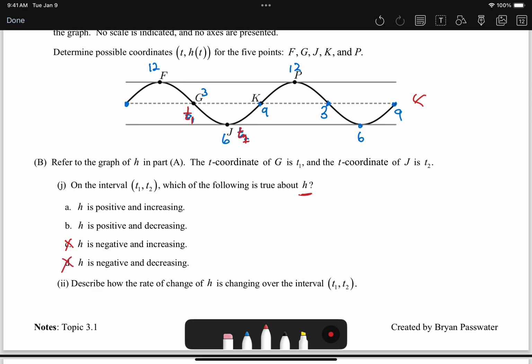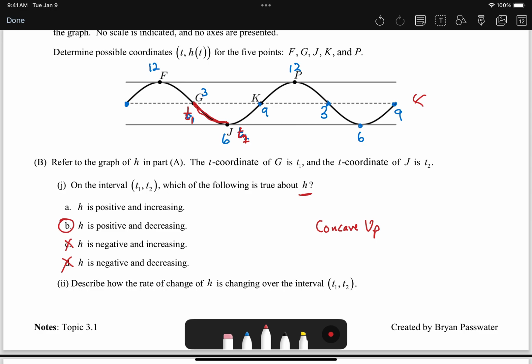Now, is it increasing or decreasing? Well, from T1 to T2, it's concave up, right? See how it's concave up from here to here? It holds water. It's cupped up. But you can also tell that the slope is negative and getting less negative. So, but it's negative, right? So that is a decreasing function then. So it's positive, but it's decreasing.